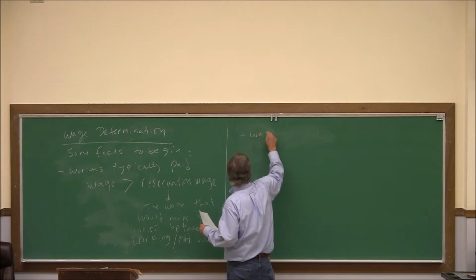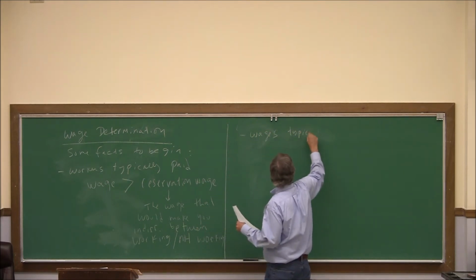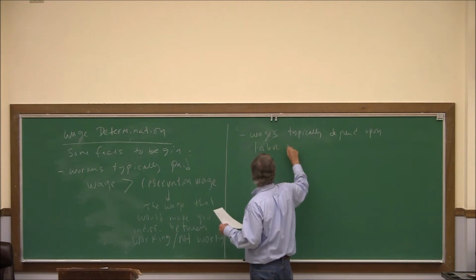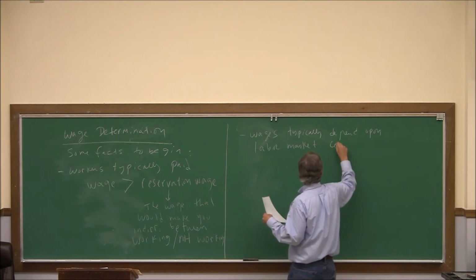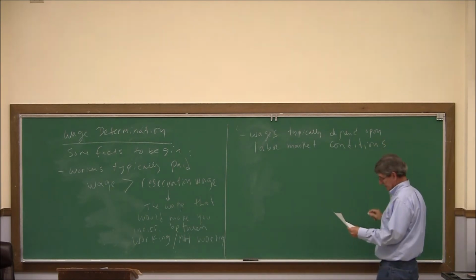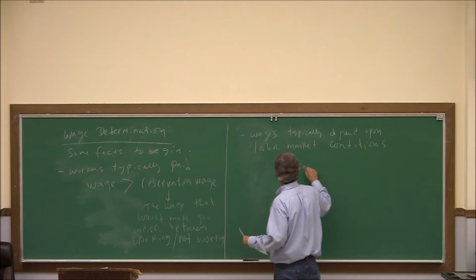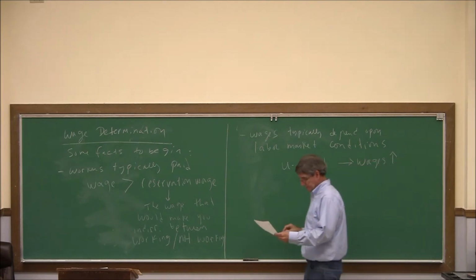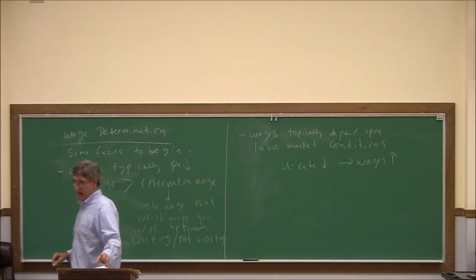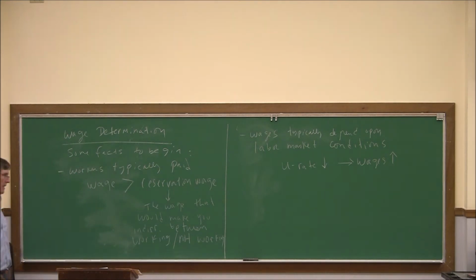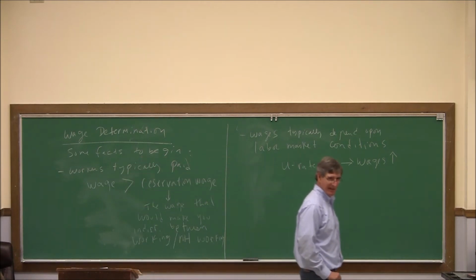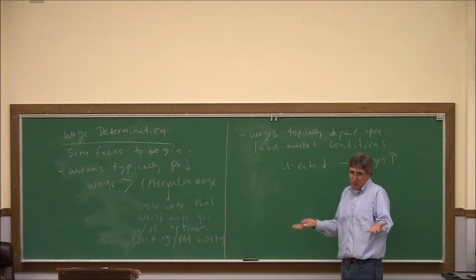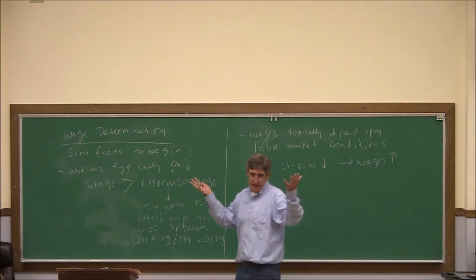And then this is obvious, but we'll write it down here. Wages typically depend upon labor market conditions. So when the unemployment rate goes down, we tend to see wages going up. Now, the book doesn't talk a lot about this, but I think it's a really important fact about wages. There's also what we might think of as downward wage rigidity. There doesn't seem to be a lot of upward wage rigidity. Wages rise pretty easily. They don't fall as easily.